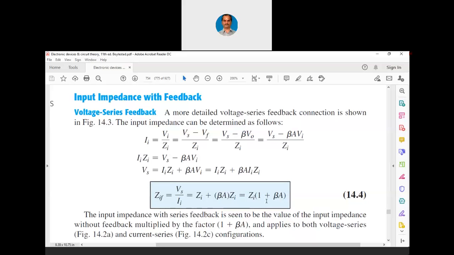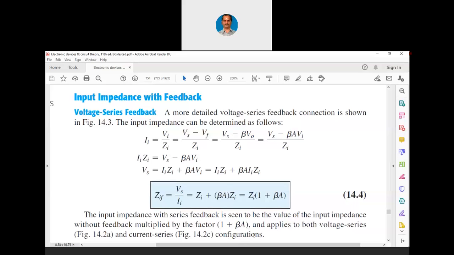because it is a multiplication now. Input impedance with series feedback is seen to be the value of the input impedance without feedback multiplied by the factor of 1 plus A beta, and applies to both voltage series and current series configurations. It is applicable to all the series configurations now. We have two series configurations called voltage series and current series. Now whenever we have series configurations, input impedance is going to increase. Remember this factor. So whenever we want to have increased input impedance, we have to go for series feedback.